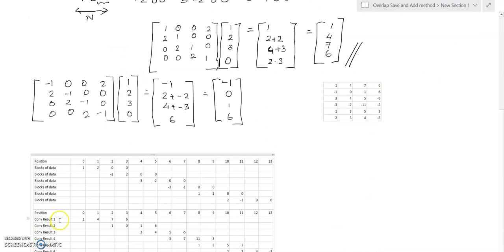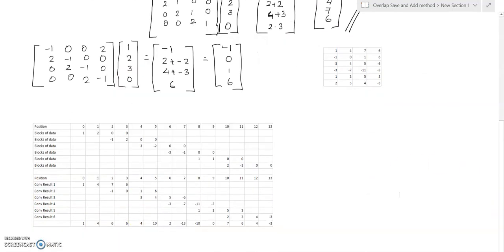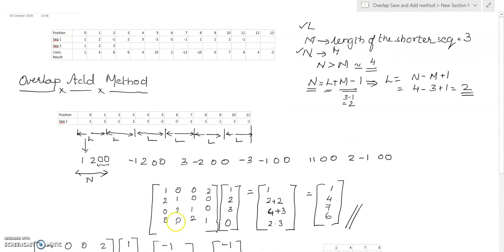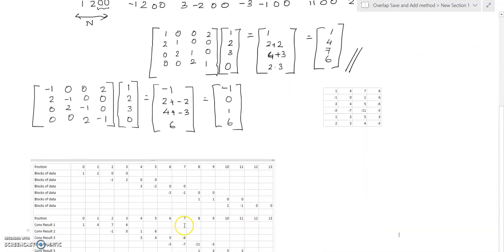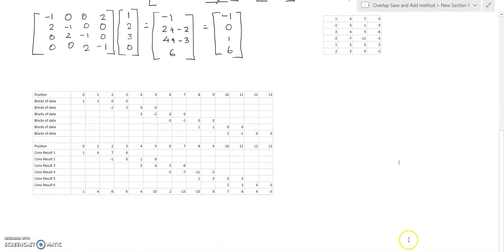1, 4, 6, 6, 4 is again the result that we have over here. Then you have 4, 10, 2, -13, and you can verify the result over here. So this is how we perform the overlap add method.